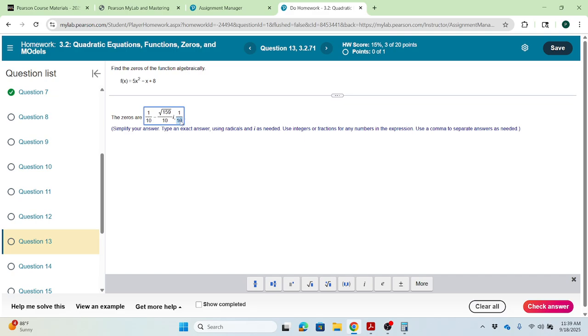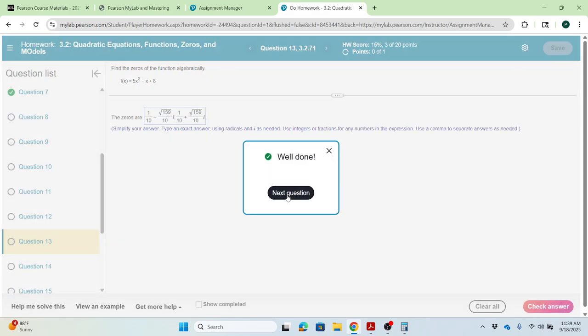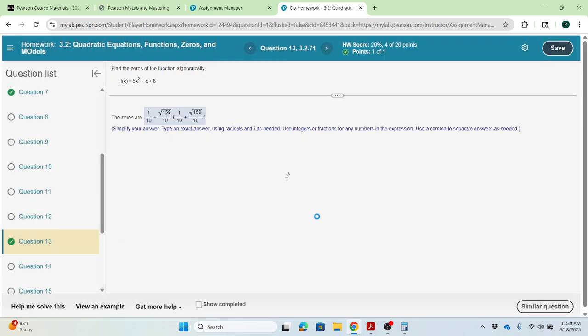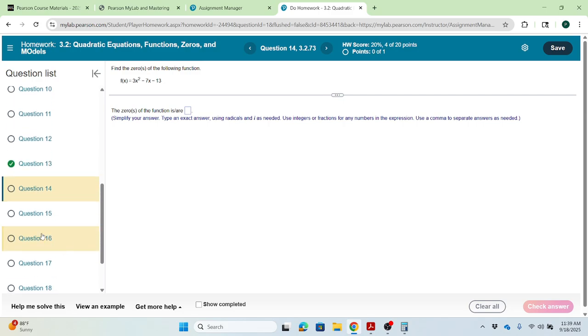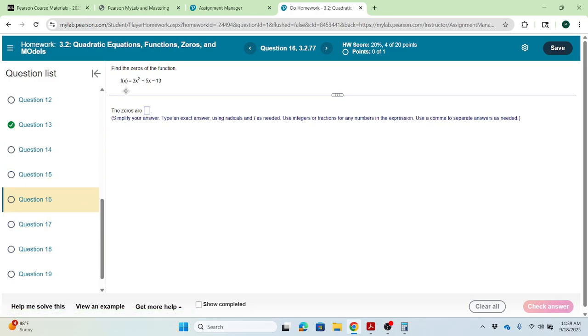1 over 10 plus, again it's a square root of 159 divided by 10, and there is one more i here. So these are the two solutions using the quadratic formula. Find the zeros of the function. This is the same thing.